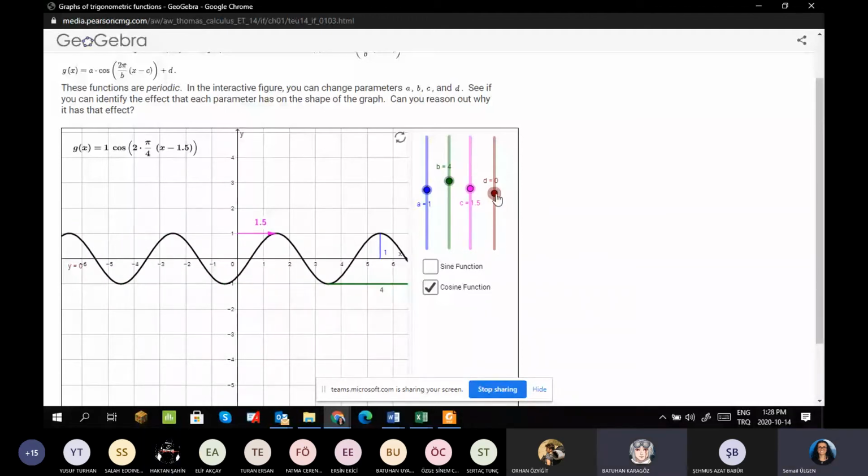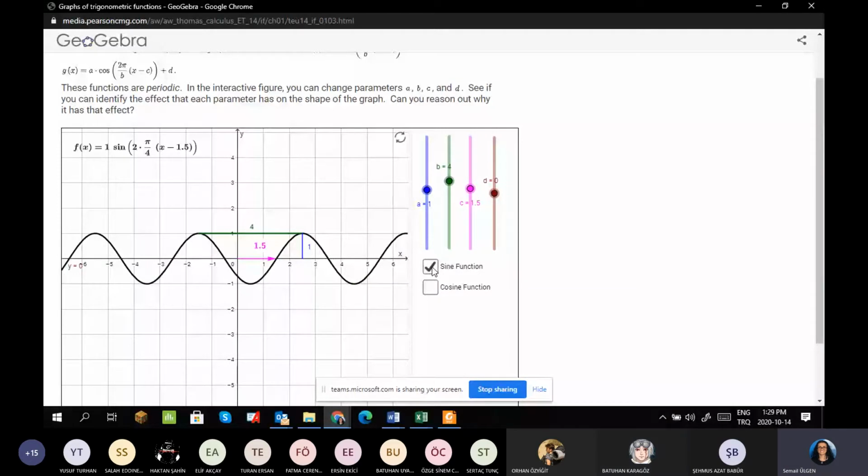Teacher, then what is d? Are they the same with the sin x function? Yeah, if you want, we can see it at the same time. Look, no, it just shows one. You mean we can work it with the sine as well? Is that what you mean?